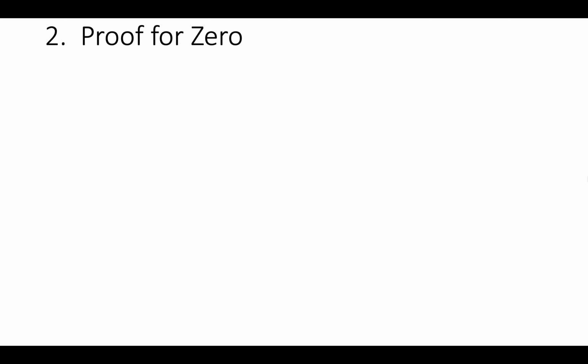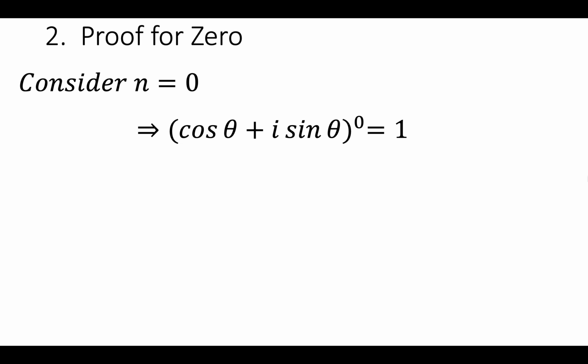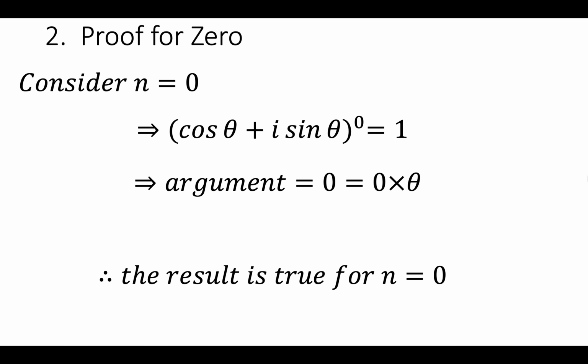Okay, so next we have our proof for 0. So if we consider n equals 0, then we get that cos theta plus i sine theta to the 0 is equal to 1. And therefore the argument is equal to 0, which is equal to 0 times theta. Therefore the result is true for n equals 0.